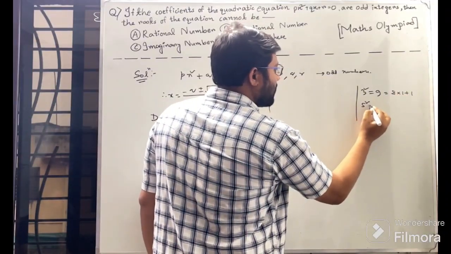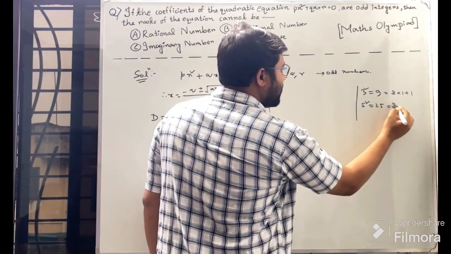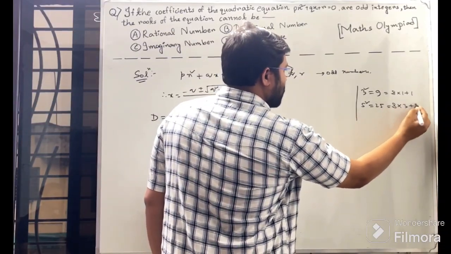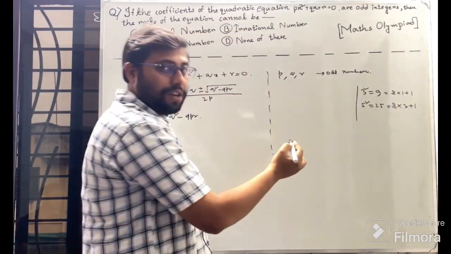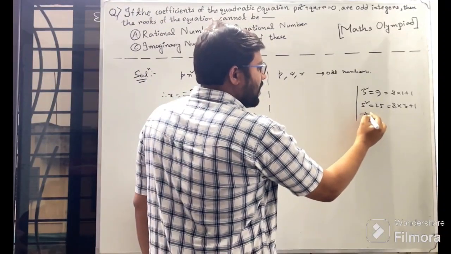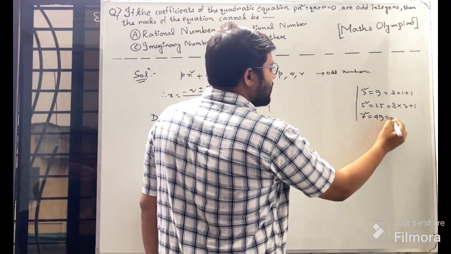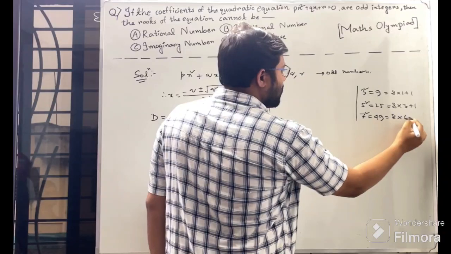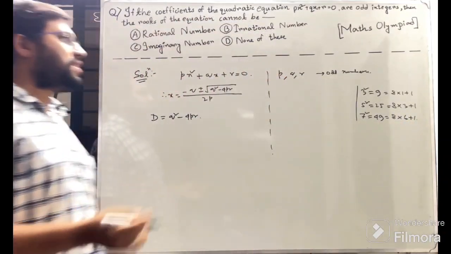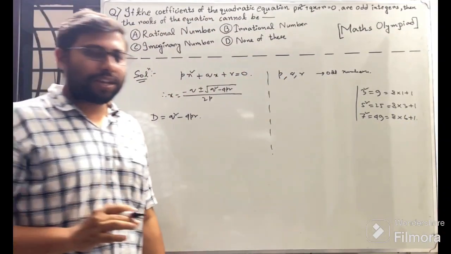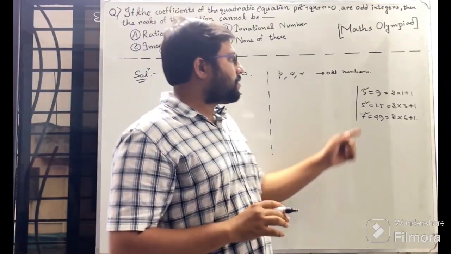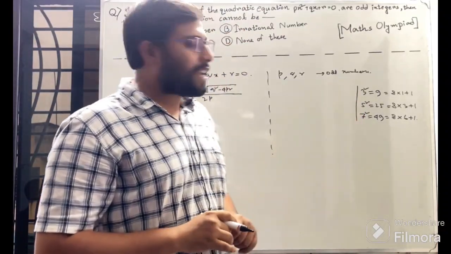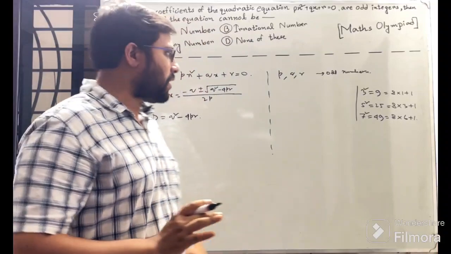5 is an odd number. Its square is 25. It can be written as 8 into 3 plus 1. 7 is an odd number. Its square is 49, which can be written as 8 into 6 plus 1. So as we can see, this is a property of number theory. So the square of an odd number can be written in the form of 8k plus 1.